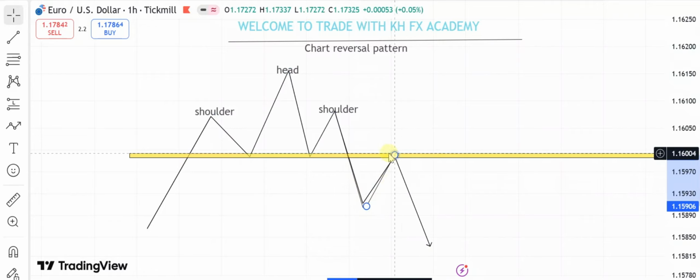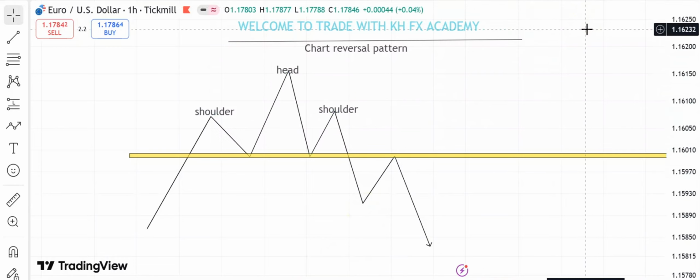So whatever happens here, this is where you should start looking for your entry. It's either you start seeing candlestick rejections here, or candlestick rejections here, or you see chart patterns here that will tell you, okay, it's time for me to start selling. So you always need to pay attention with all these things. That is when patience comes in.